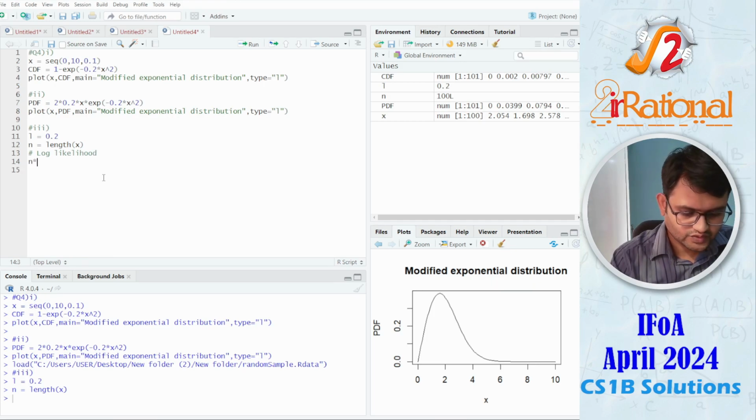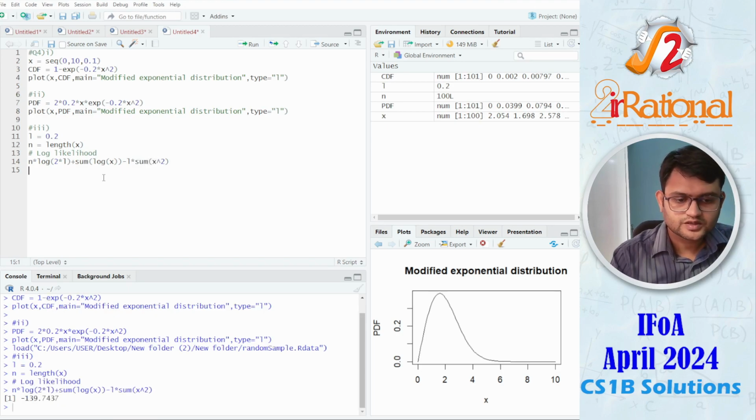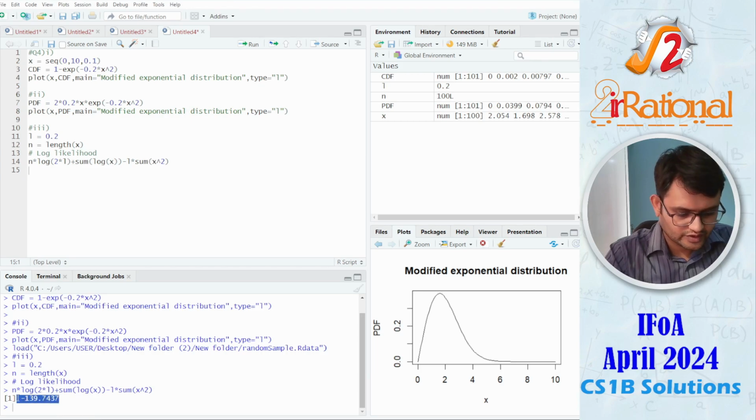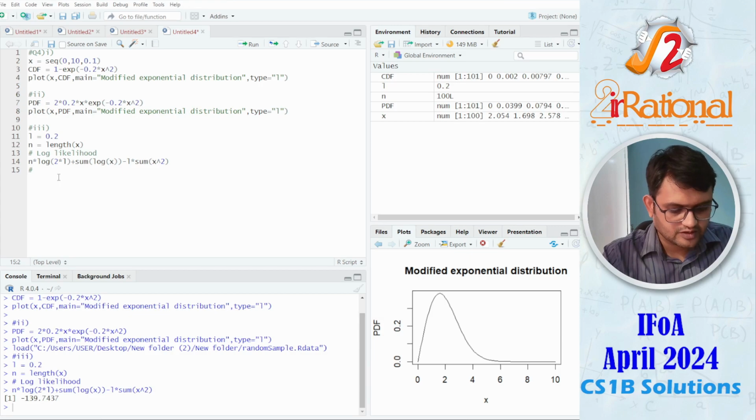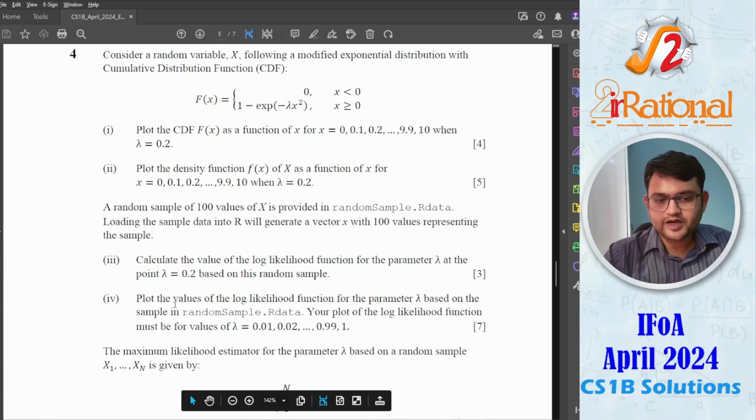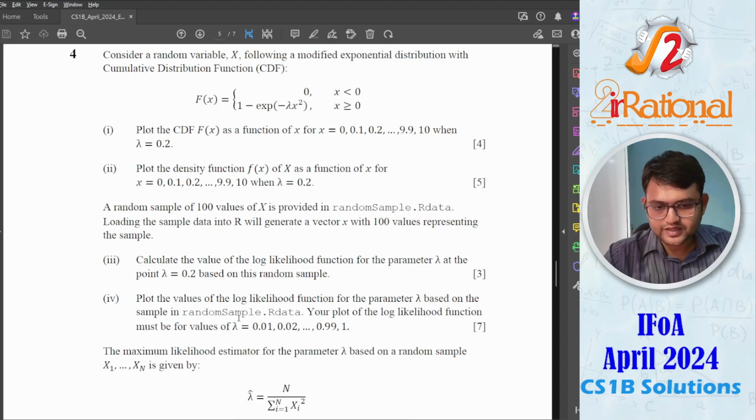Now the log likelihood. I'll have N into log of 2 into L, plus sum of log X, and minus L into sum of X square. That would be the log likelihood, that is minus 139.7437.